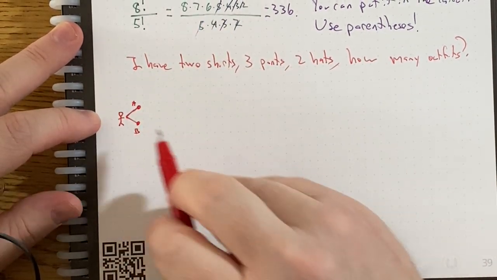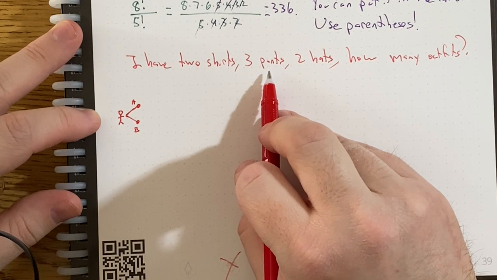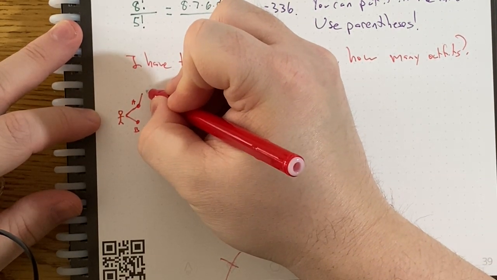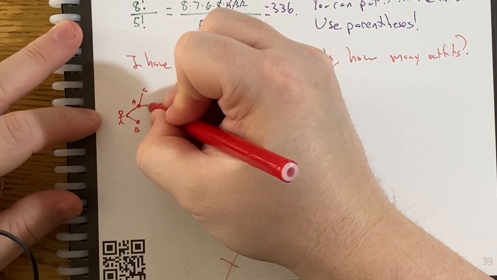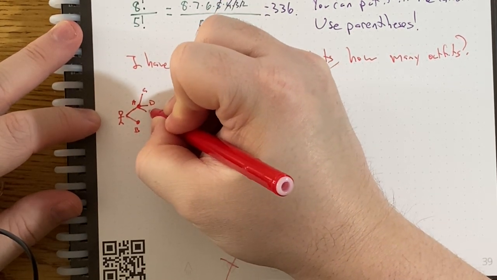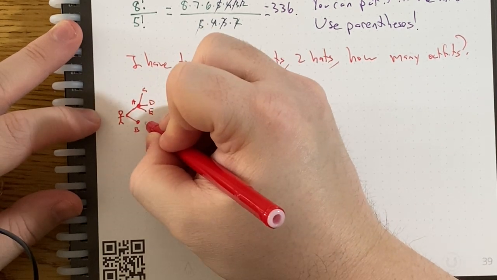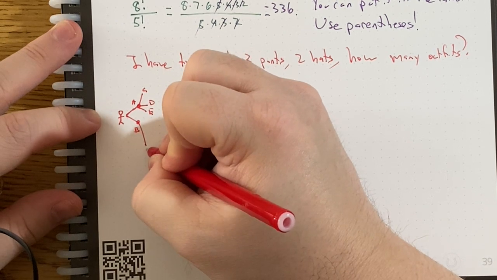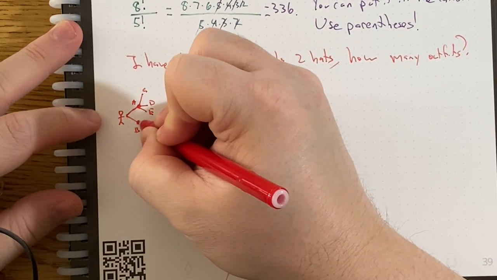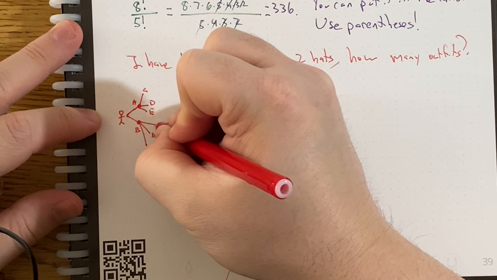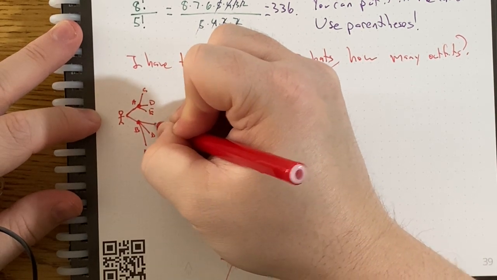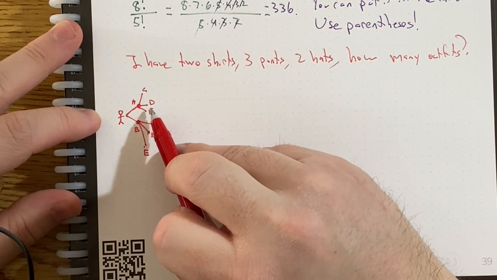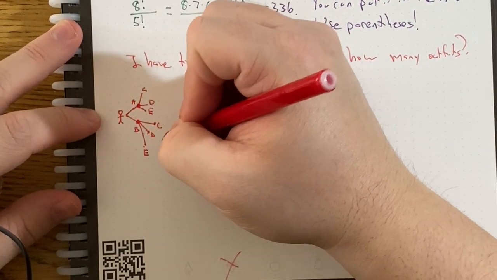Once I've picked a shirt, I have 3 different pairs of pants that I could wear. So I could wear pants C, D, E. If I chose shirt A, I can still choose E, D, C, right? Those are all different pairs of pants I can wear. Now, once I've chosen a pair of pants, how many hats do I have?